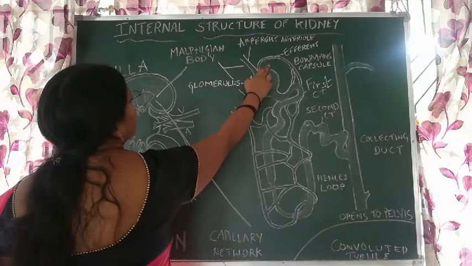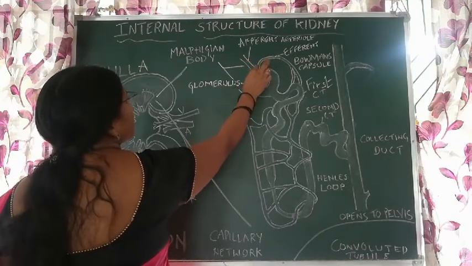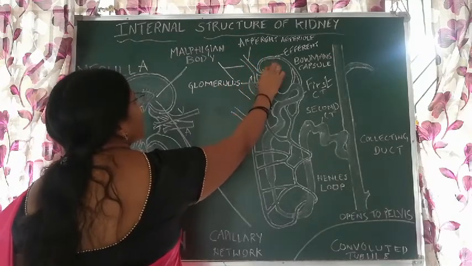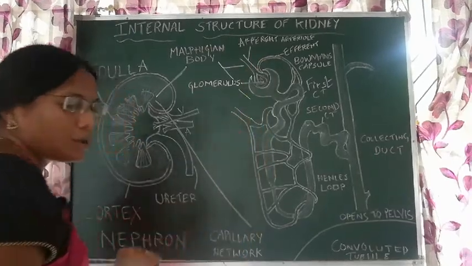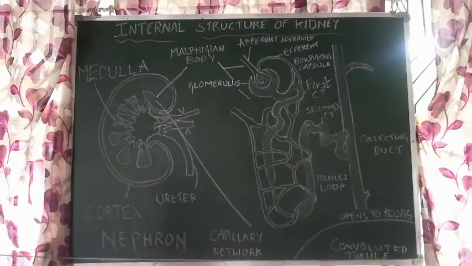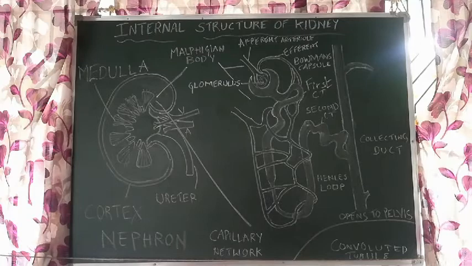See the difference in thickness. The afferent arteriole is thicker and the efferent arteriole is thin. There is a reason for that. The reason is that when blood comes from the afferent arteriole into the Bowman's cup, filtration happens. We call the process glomerular filtration.